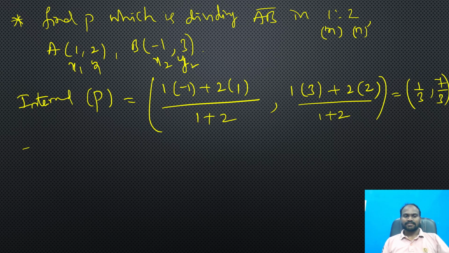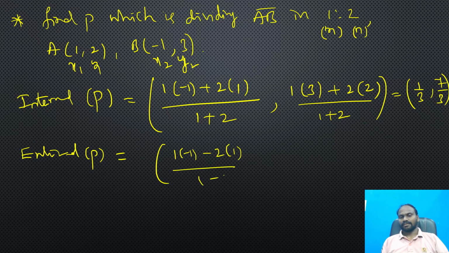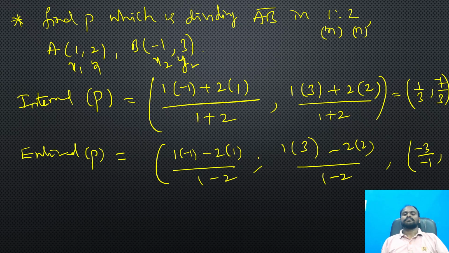So what about external? When they have given a ratio, if they don't mention external, they will give you a negative sign. Anyway, we are going to write it here. The same thing you will write, but the only difference is a minus in between. So 1 into -1 minus 2 into 1 by 1 minus 2, 1 into 3 minus 2 into 2 by 1 minus 2. So what will we get here? Minus 3 by -1 comma -1 by -1, which is 3 comma 1. That is the external division point.